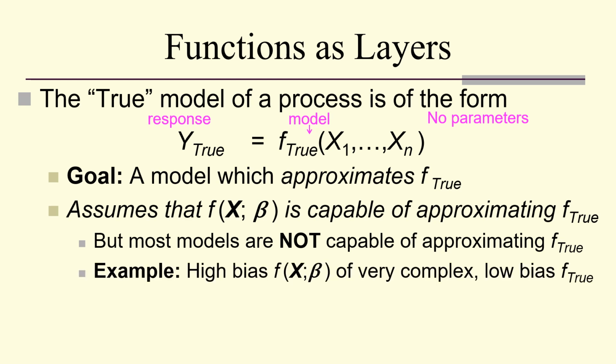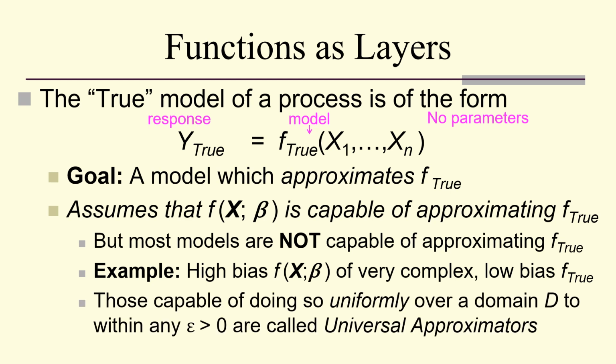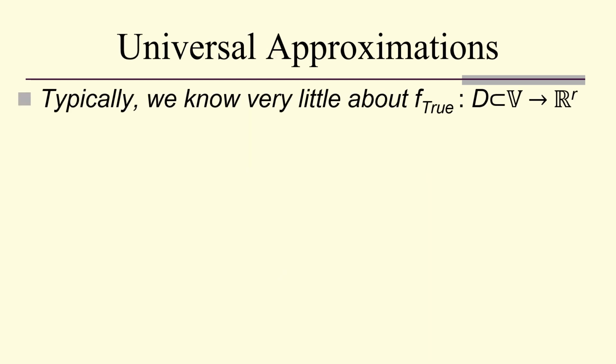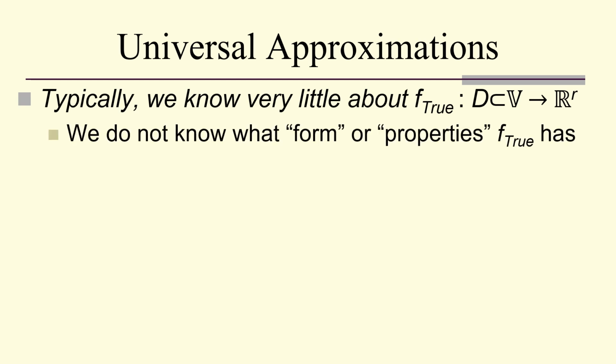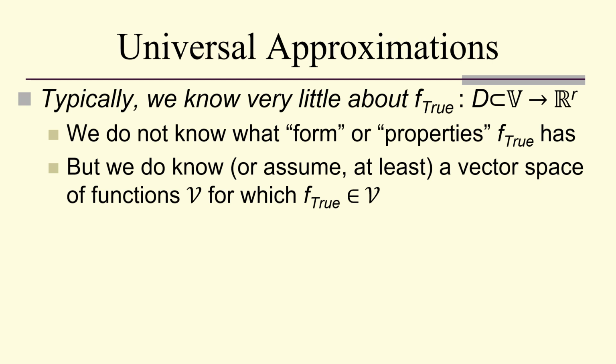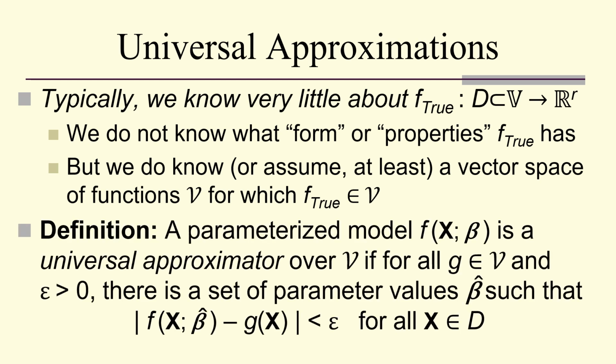A high bias model, if we're trying to approximate a complex low bias F-true, is probably not going to give us a good result. Those capable of doing so uniformly over a domain D with any epsilon greater than 0 are called universal approximators. So let's look at this idea a little more closely. Typically, we know very little about the true model. We do not know what form or properties it has, but very often we know, or at least we can safely assume, that there is a vector space of functions, script V, for which the true model is in that vector space.